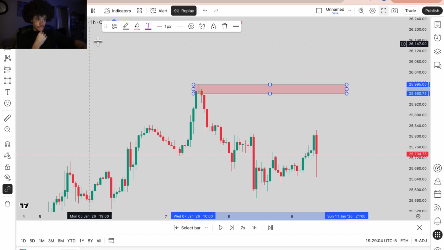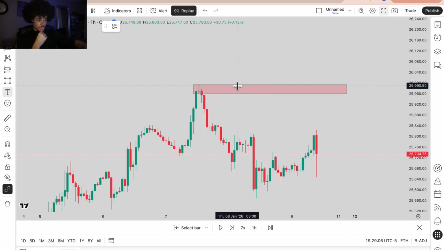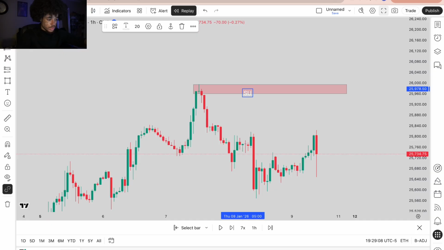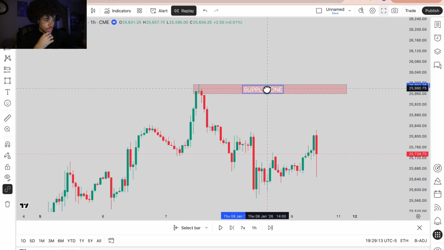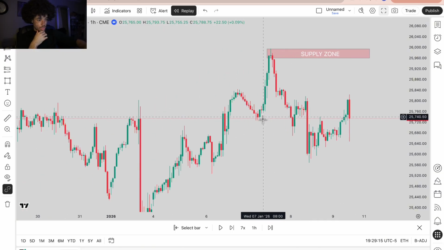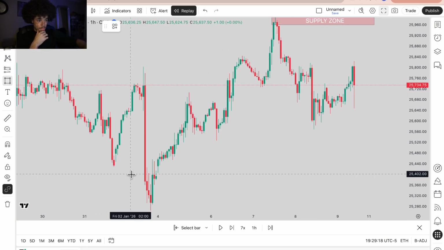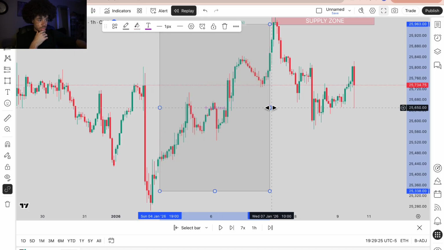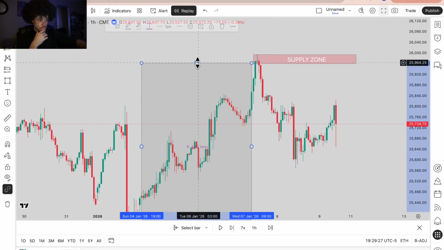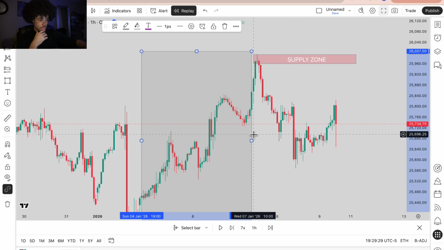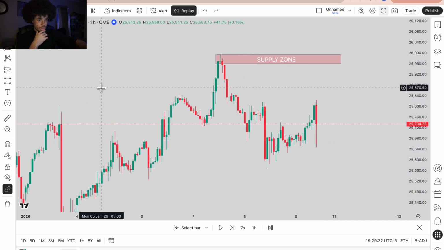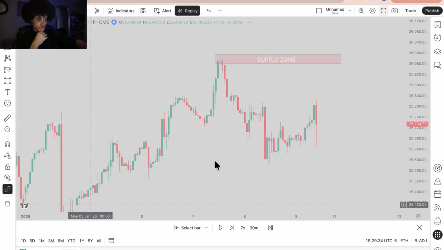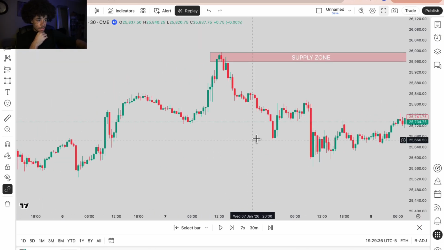Okay. The reason why this is a supply zone is because before this, we were trending upwards. Okay. If you look to the left, boom, market was trending upwards. And then all of a sudden, what happened? We just shot down. Okay, this is a break of structure. Now, where did this break of structure occur? If we snoop down to the 30-minute time frame, it might be a little easier.